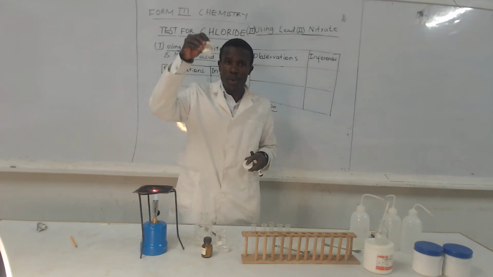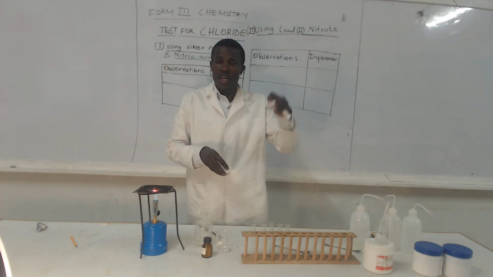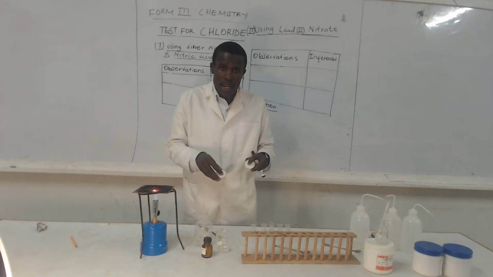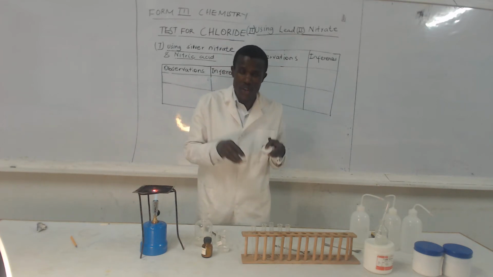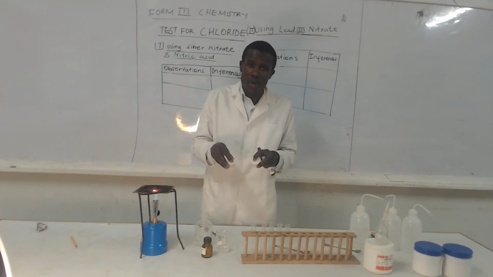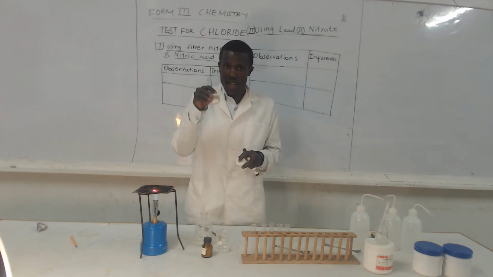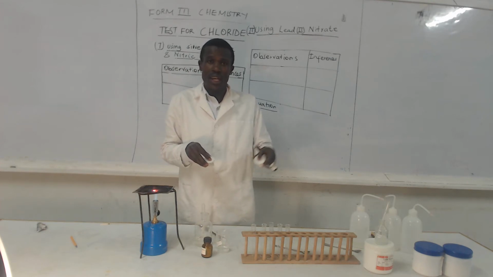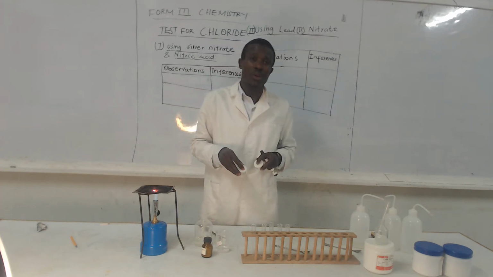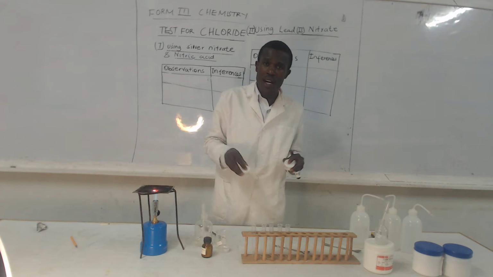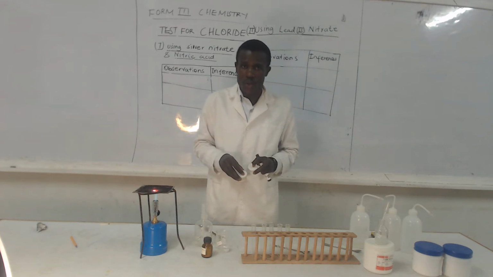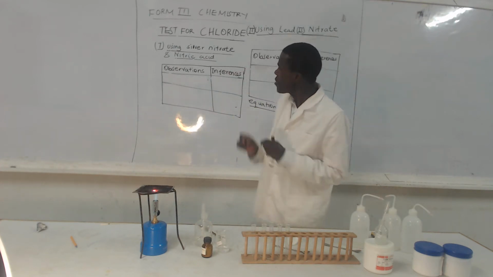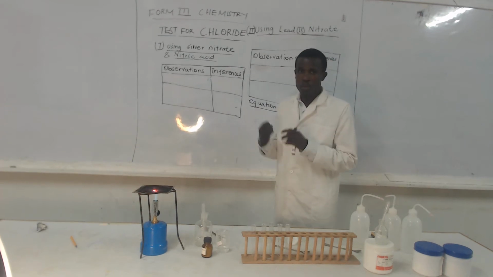We have sample A and sample B, and then you are required to do a confirmatory test to enable you identify if indeed sample A contains chlorides and again if B also contains chlorides. How can you do the confirmatory test? We can employ the following experimental procedures.